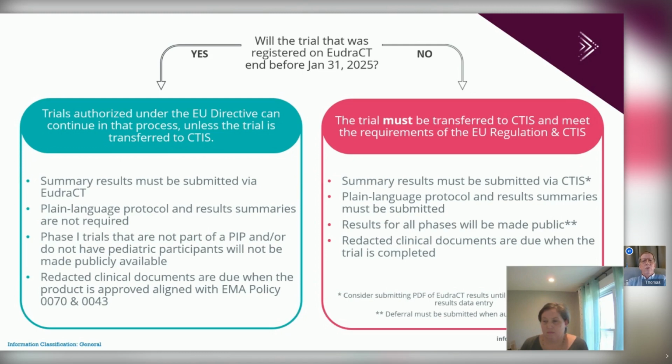And what many sponsors are suggesting, and we recommend as a best practice, is for now at least to use the format of the UDRCT results and spin that off into a PDF file that you can upload. That seems to be the cleanest and touches on most of those requirements. A plain language summary will be due, and results for all phases will be made public, though there are options to delay that. One reminder is you must request those delays when you submit the CTA.